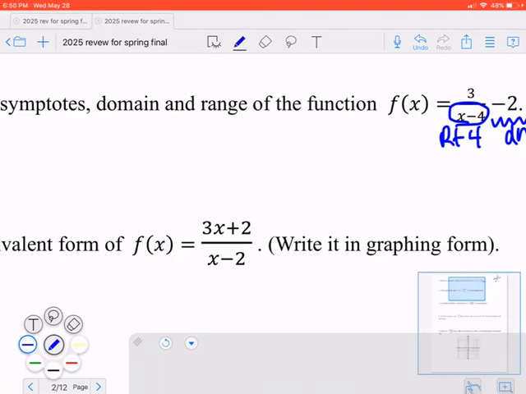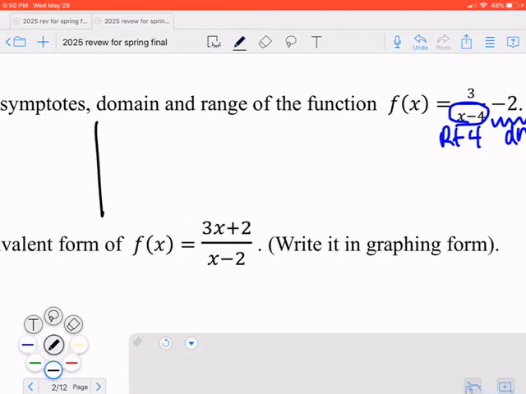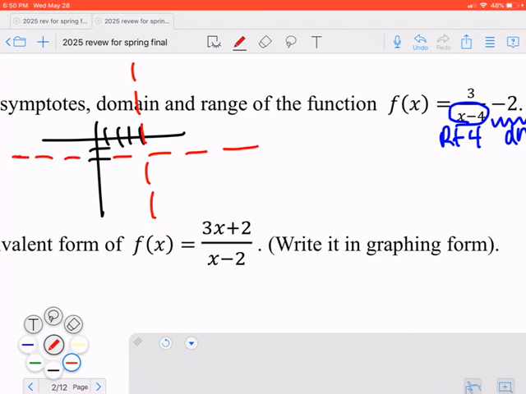So I'm going to give that a little sketch. 1, 2, 3, 4 to the right. There is our vertical asymptote at x equals 4. And 2 down, so there is our horizontal asymptote, y equals -2. This top number of the fraction is positive, so that means the branches are going to be in the top right and the bottom left quadrants.